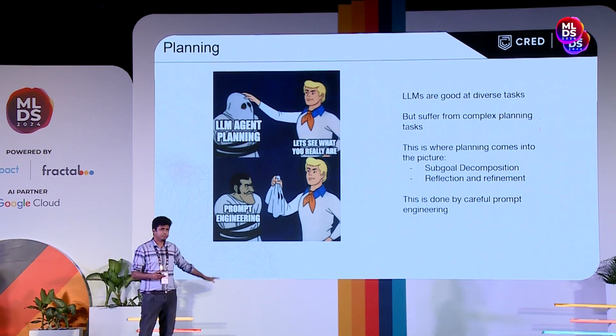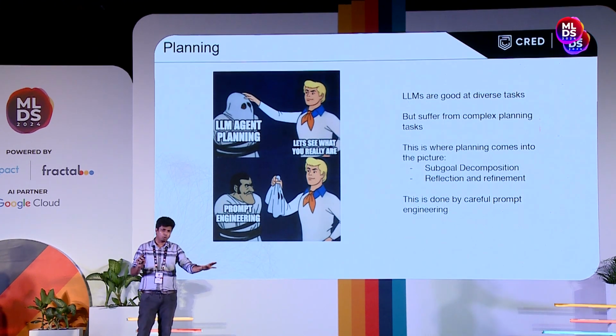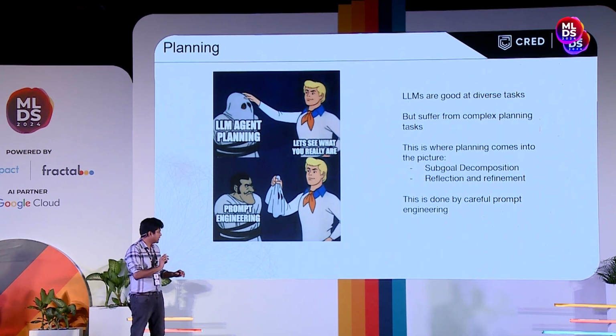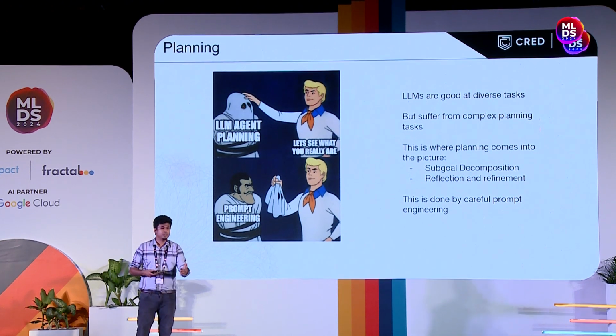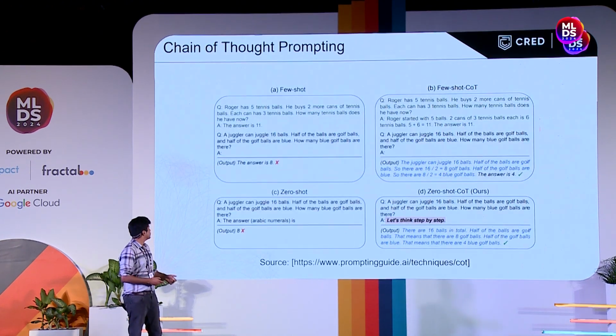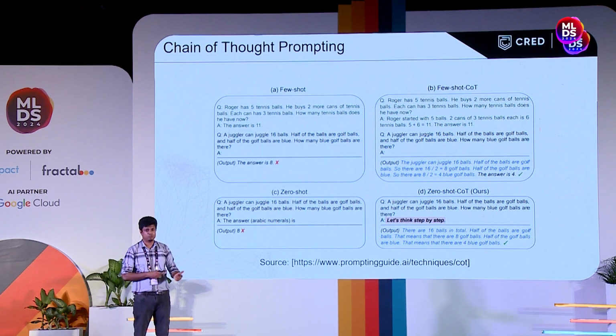If you read about all of the implementations, the most common theme that comes out is that planning is typically done by very careful prompt engineering, where we use LLMs themselves as agents to improve their own performance. And we'll see an example of that. Chain of thought prompting is one of the most popular and simplest to understand tools to actually do planning.